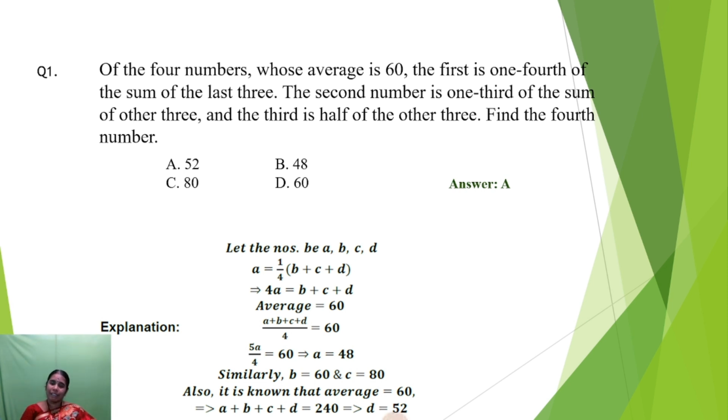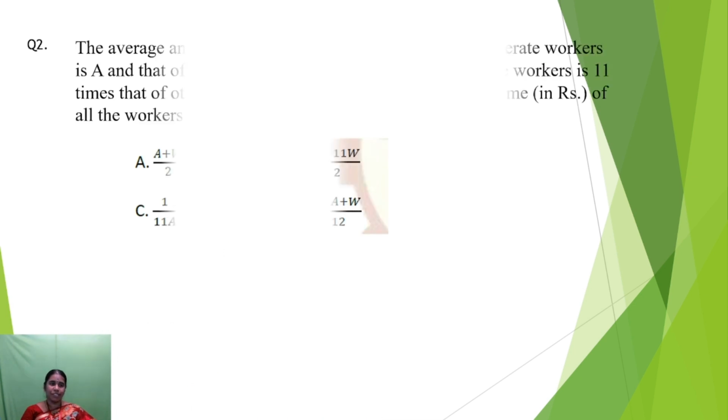In the same way, we can calculate our answer for B and C. They have mentioned the first term as 1/4, the second term as 1/3 of the sum of the other three. It means B equals 1/3 times A plus C plus D. And the third term is half of the other three. The third is nothing but C. So C is equal to 1/2 of A plus B plus D. On solving this, we can calculate the values for A, B and C. And they have mentioned the average as 60, so A plus B plus C plus D equals 240. On substituting the A value, B value, C value, we calculated our D value as 52. That's our option A. Next question.